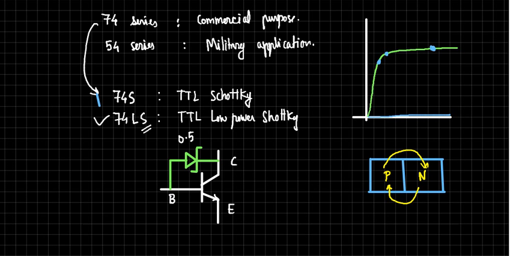Now you have got how the logics are implemented and what the series means. As for the military application, how is it different from the commercial? Usually they vary in speed of operation and in temperature range. The commercial range varies from 0 to 70 degrees Celsius. We may operate these ICs as high as 70 degrees Celsius. I mean, 70 degrees is too high.